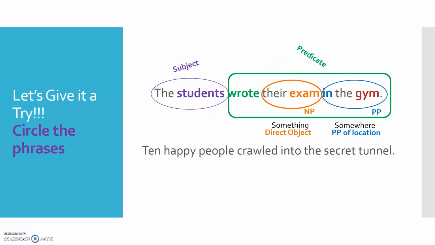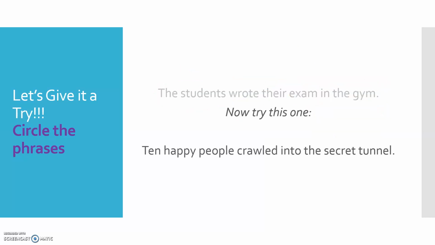So here we wrote something somewhere. "Something" is how we identify the direct object. And if we have a "somewhere" expression, that will be expressed using a preposition phrase of location. We wrote something somewhere. We wrote their exam in the gym. So those are two separate phrases. Okay, let's move on to the next one.